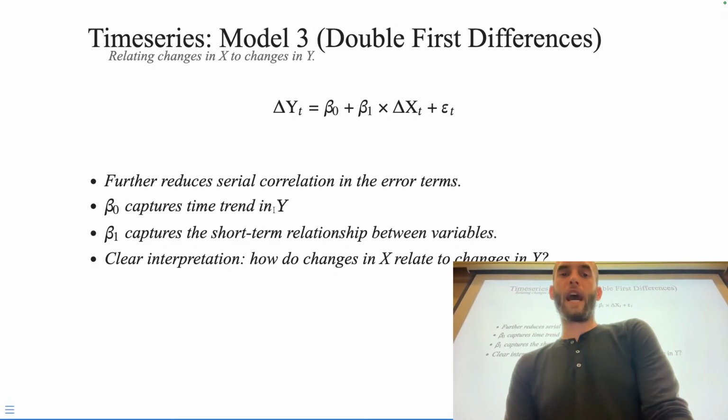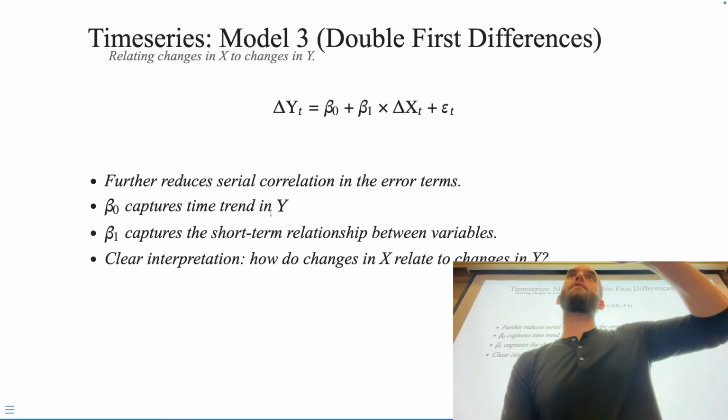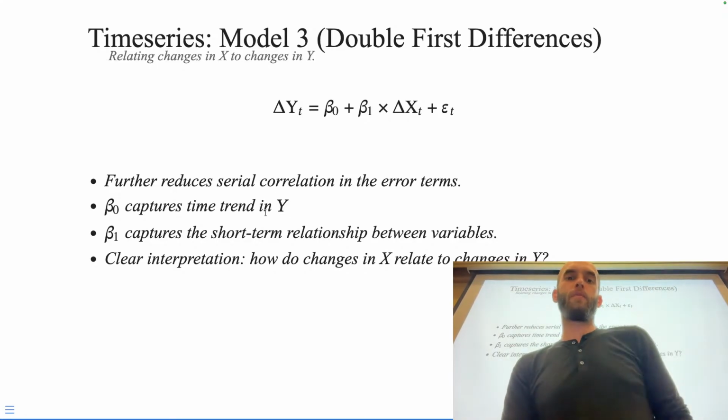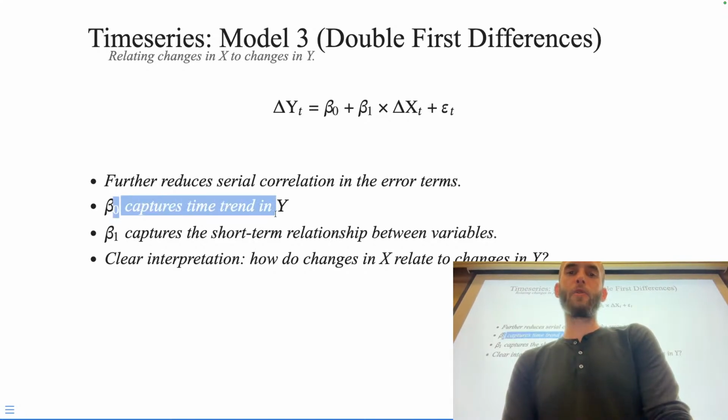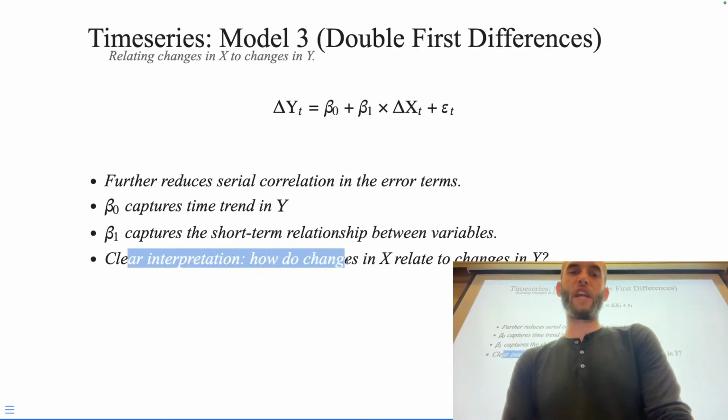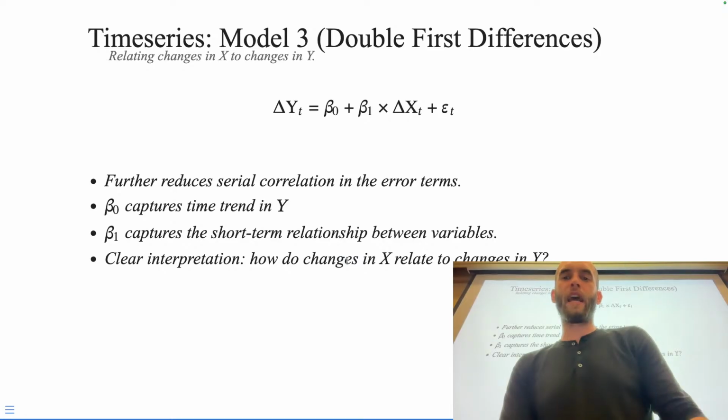Beta 0 is going to capture, so the vertical axis is going to capture the change in y, and beta 1 will capture the short-term relationship between the variables. Okay, I guess this is only true for using time as a predictor. But the interpretation here is, how do changes in x relate to changes in y? That's what beta 1 is going to tell us.